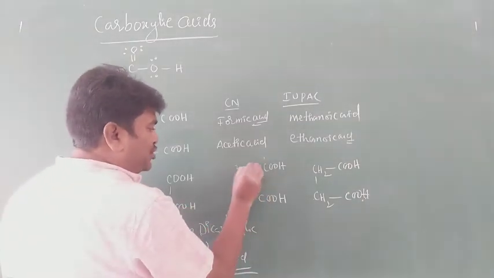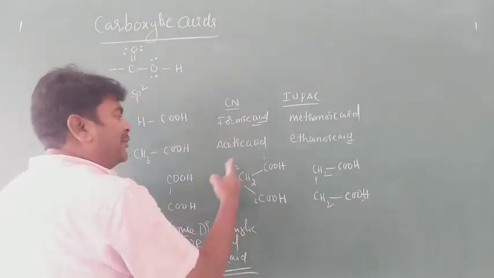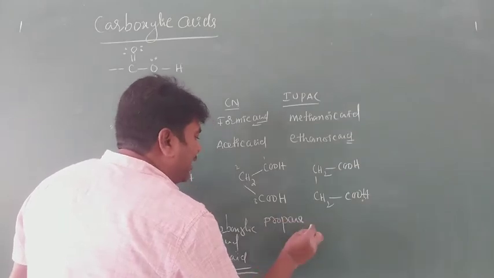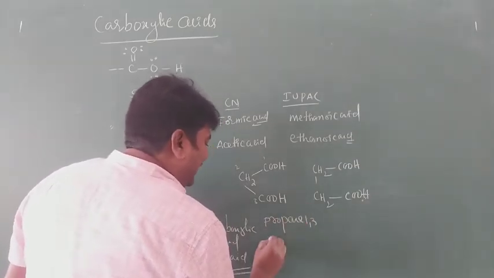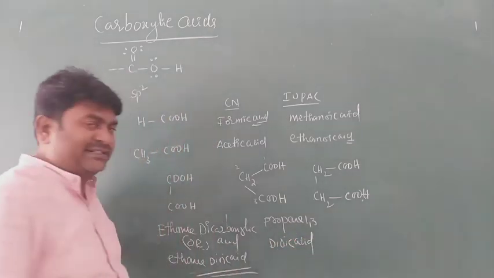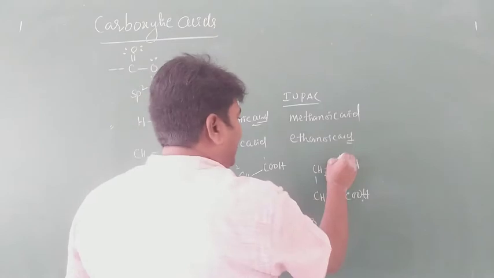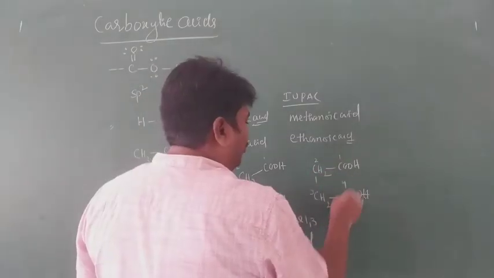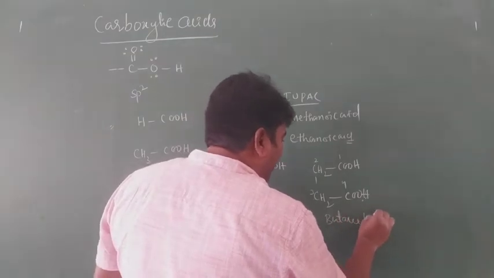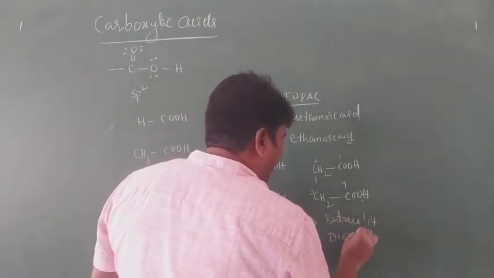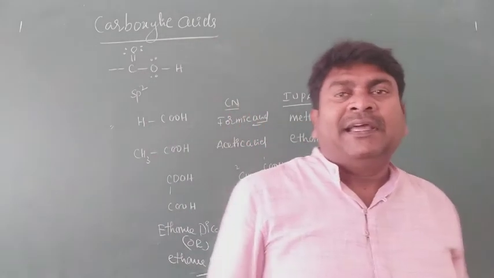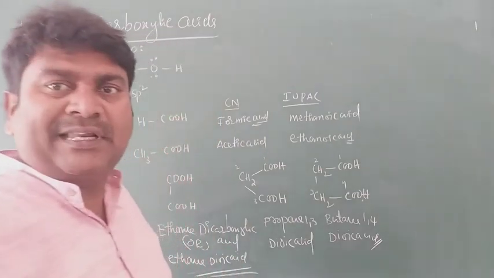Suppose this one, you have to take this one. It is 1, 2, 3. How many carbons in the carbon chain? It is propane, propane 1,3 dioic acid. It is very important, my dear students. Similarly, this one is 1, 2, 3 and 4. It is butane 1,4 dioic acid. It is very important. These all are the nomenclature of carboxylic acids.